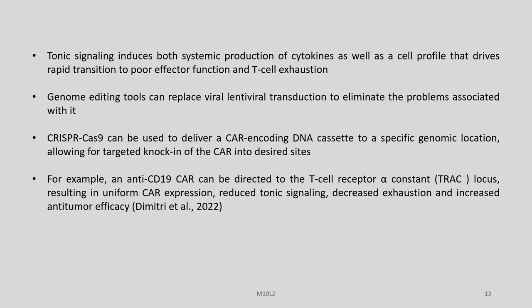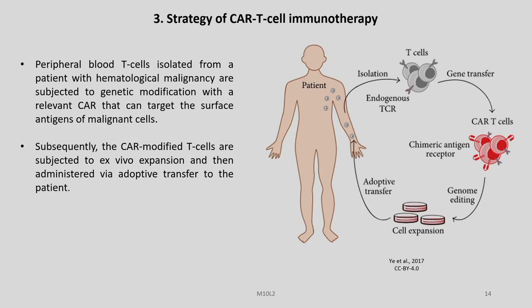For example, an anti-CD19 CAR can be directed to the T cell receptor alpha constant locus, resulting in uniform CAR expression, reduced tonic signaling, decreased exhaustion, and increased anti-tumor efficacy. Let us examine the strategy of CAR T cell immunotherapy.